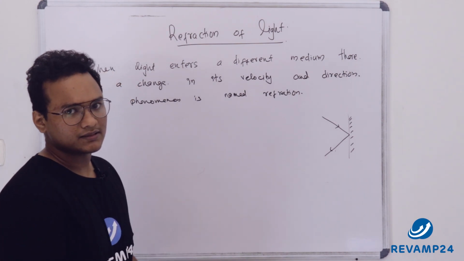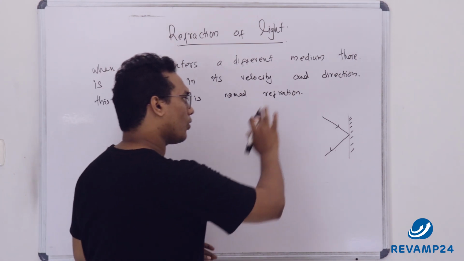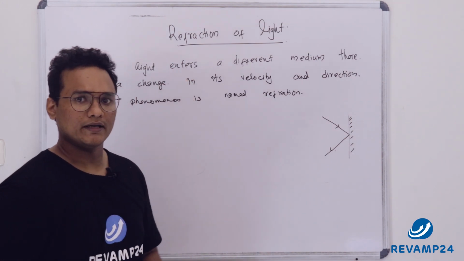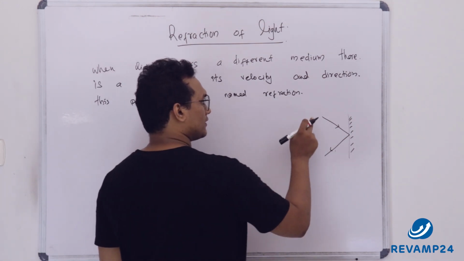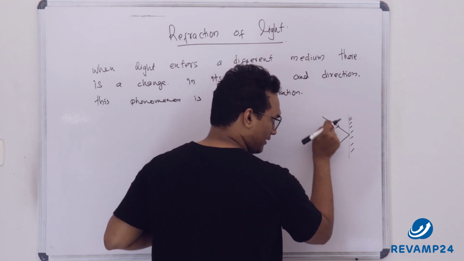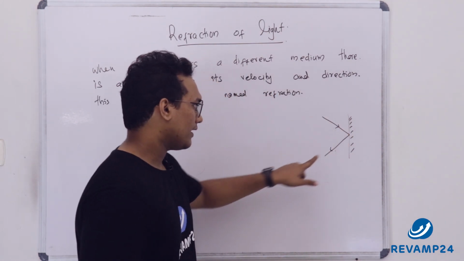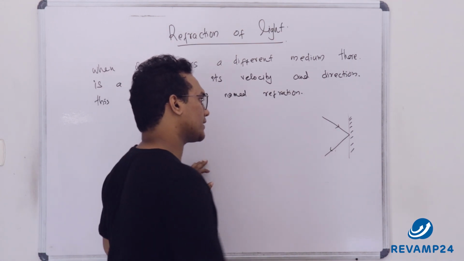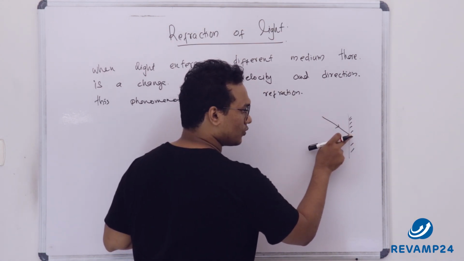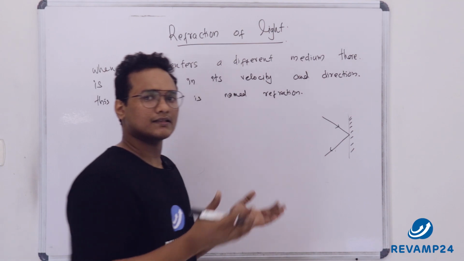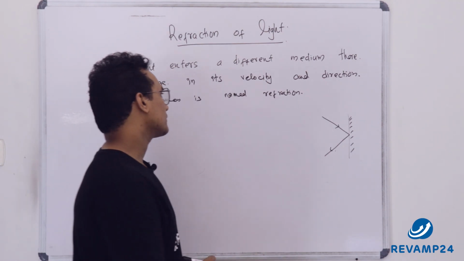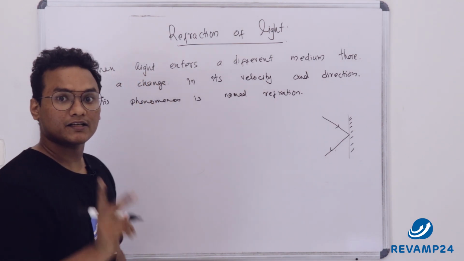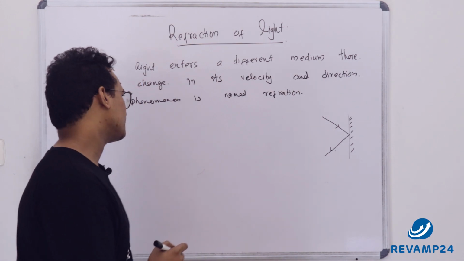But one thing is sure here, that the whole process is happening in the same medium. So here, if the medium is air, then the incident ray is passing through air, and after reflection it is going back to air itself. If this is water, the incident ray is going through water, and after reflection it is returned back to the same medium. Now in refraction, there are two mediums involved.